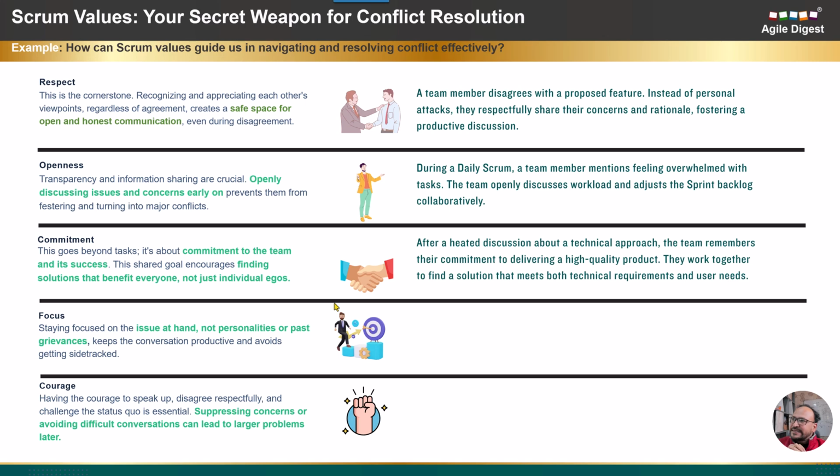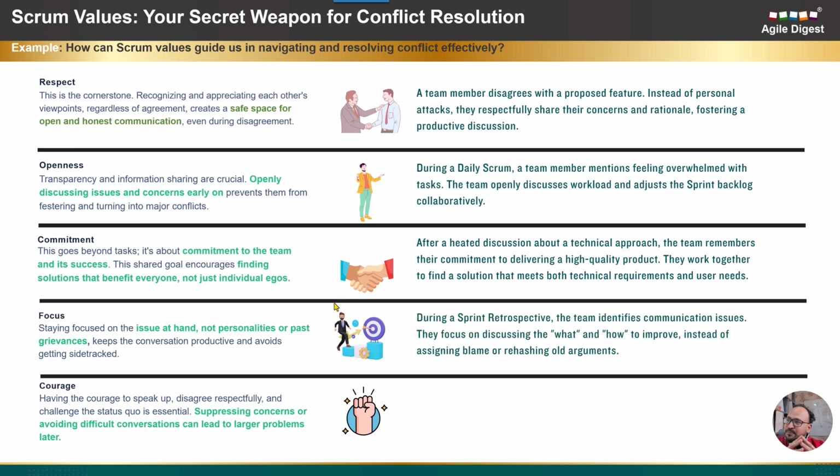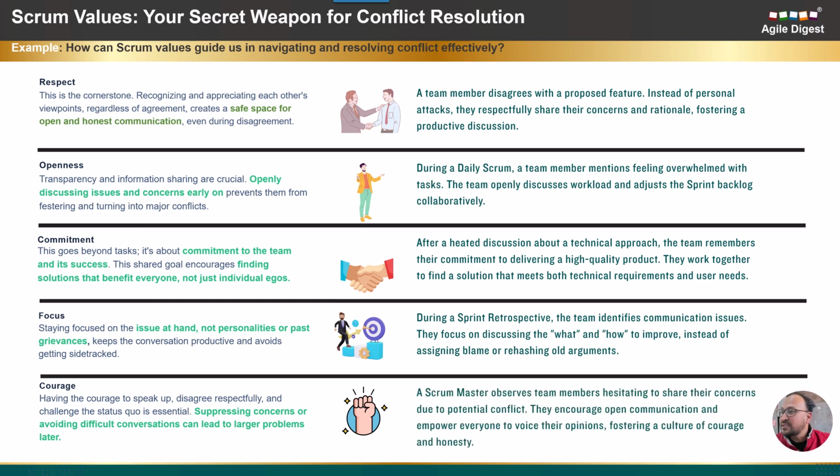Commitment. After a heated discussion about a technical approach, the team remembers their commitment to delivering a high quality product. So they work together to find a solution that meets both technical requirements and user needs. Focus. During a sprint retrospective, the team identifies communication issues. So they focus on discussing the what and how to improve instead of assigning blame or rehashing old arguments. And finally, courage. Scrum Master observed the team member hesitating to share their concern due to a potential conflict.